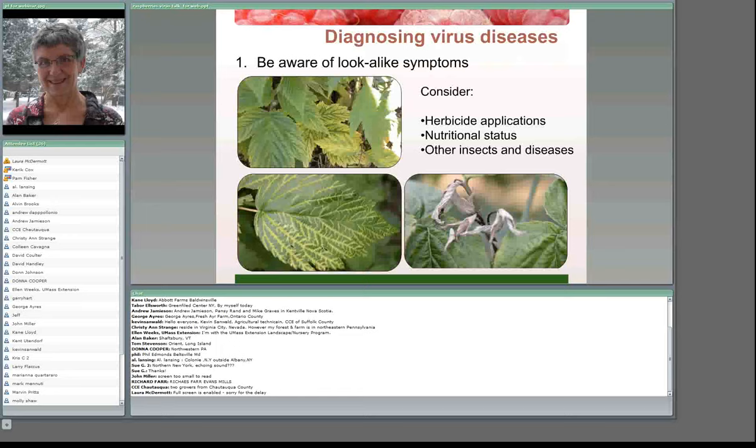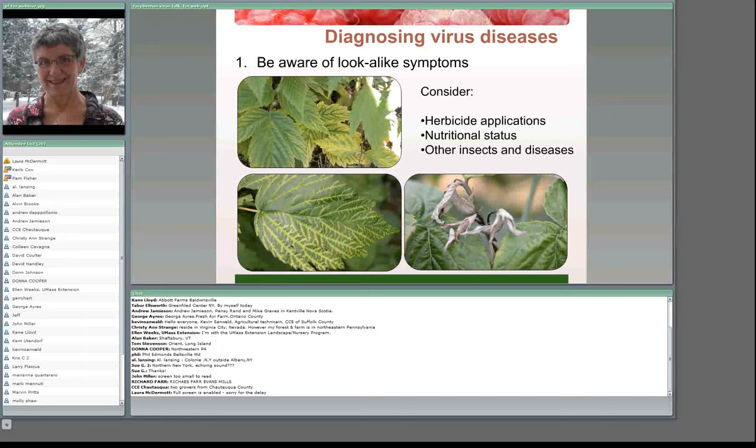Now, it's always a little difficult to diagnose virus diseases, so I'm going to spend a bit of time on that topic. First of all, there's a lot of symptoms that can look like viruses. So before you can be sure that you have a virus, or before you even test for viruses, you should consider some of these other possibilities. For example, past herbicide applications would be good to know. You should check out the nutritional status of your crop with leaf and soil analysis and scout for other insects and diseases.